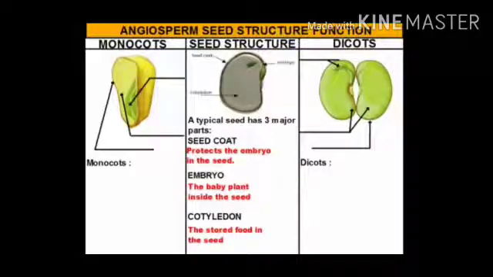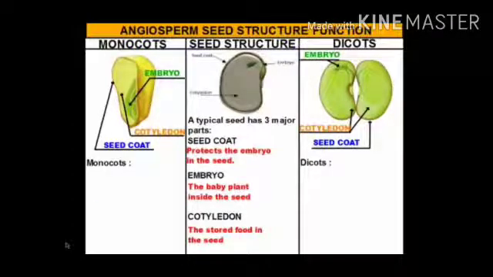The monocots and the dicots are the two types of angiosperm seeds, and even though they do look different, they do have the same structures. So, for example, we have the embryos in the seeds. So those are the baby plants. We have the seed coat for the seeds to offer the protection, as we said. And then lastly, we have the cotyledons of the seeds.